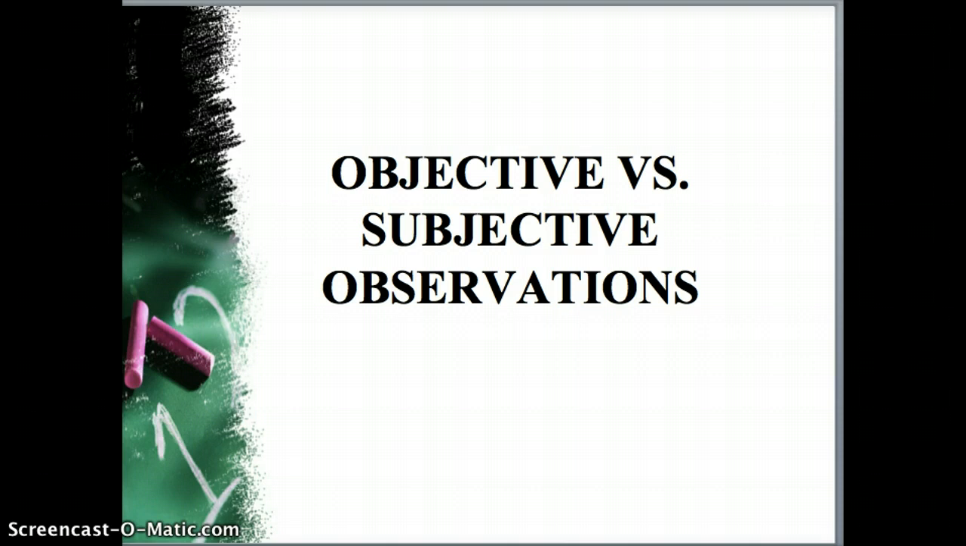So, as you can see, these two observations paint a very different picture of Donovan, and they lead to different goals. What was the difference? The first one was written subjectively, and the second one was written accurately and objectively. So what does this mean?